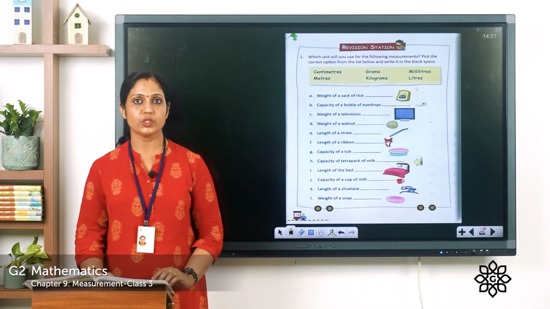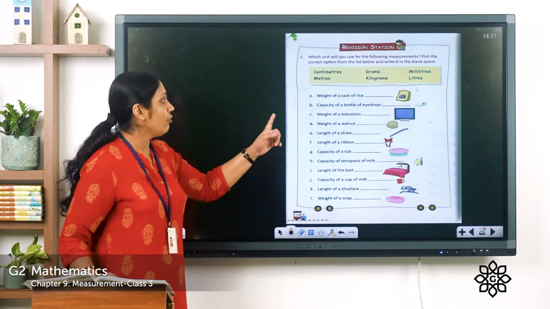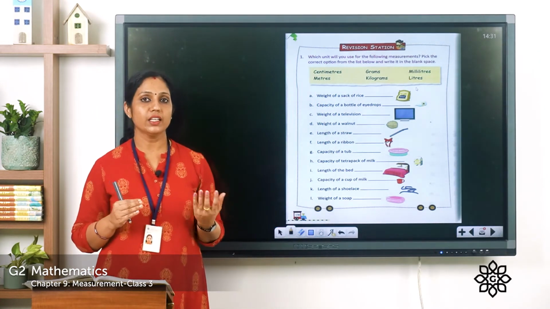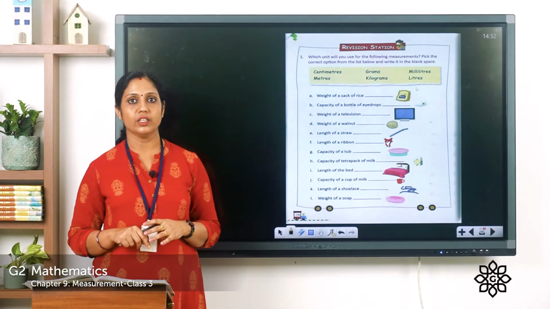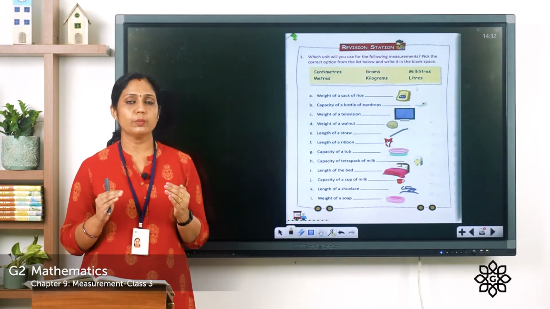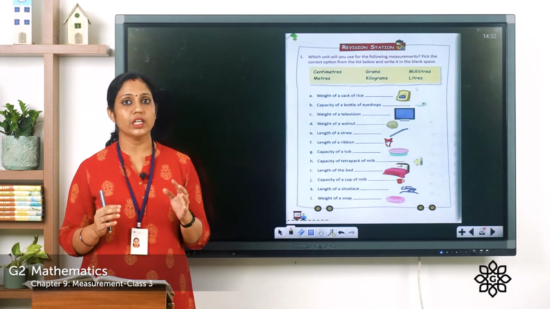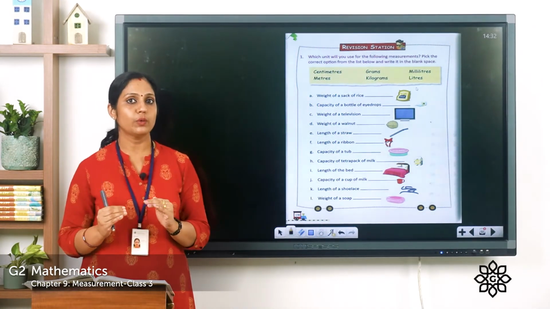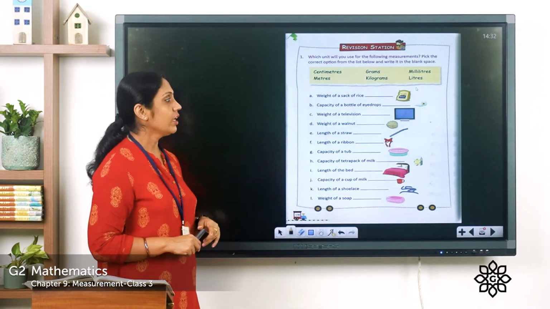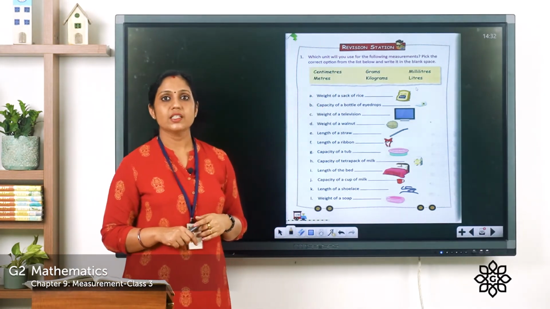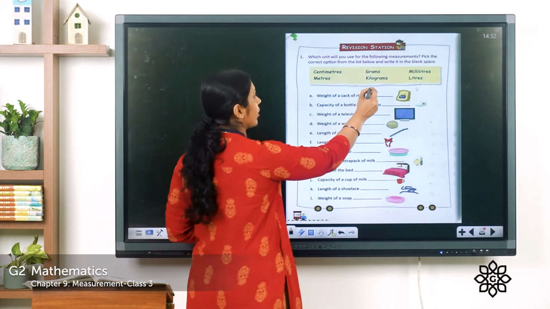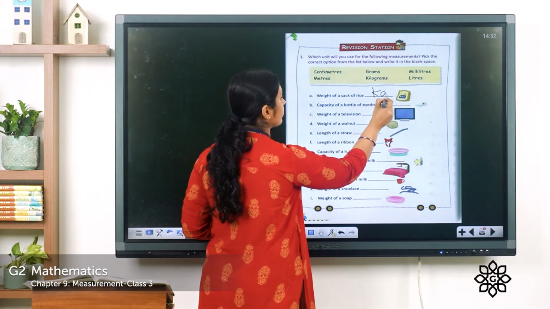So let's check the first question. A, we have weight of a sack of rice. So for weight, we use either gram or kilogram. So let's see the question. It is the weight of a sack of rice. So will it be a greater amount or lesser amount? It has a greater amount, right? So it will be kilograms. So you can write kilograms there. If you don't have the space, you can write the short form of kilograms, that is kg. So here you can write kg.